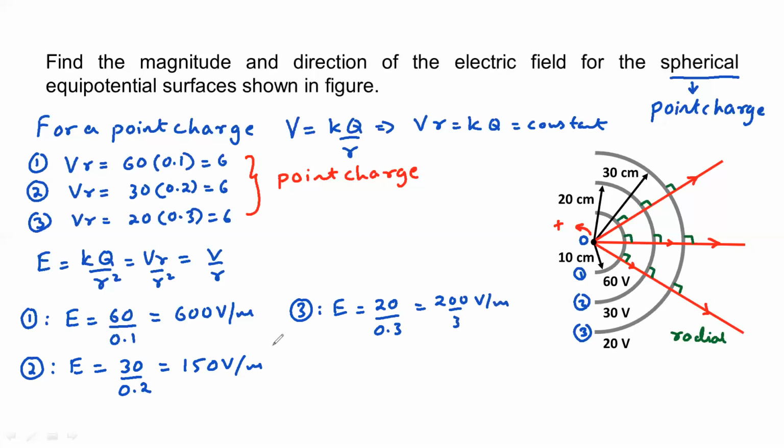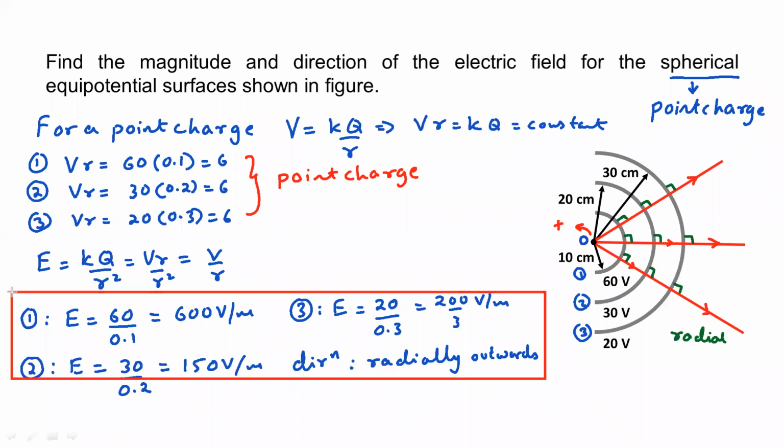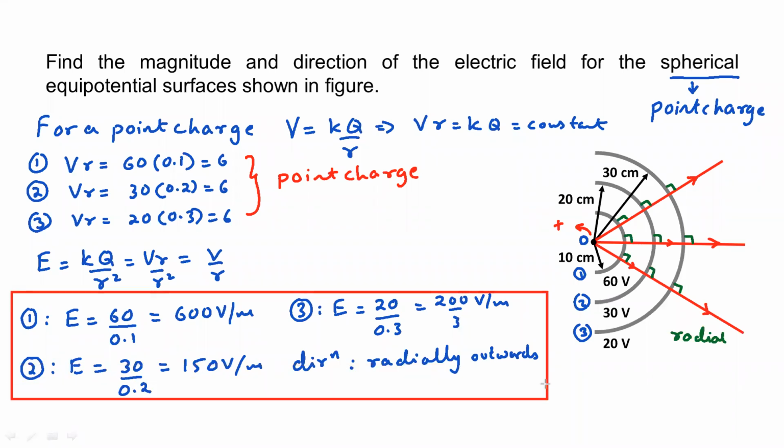Now, the direction of electric field is radially outwards. Okay, so that is the answer right there. Okay, so in this video we just learned how to find the electric field if you are given the equipotential surface.